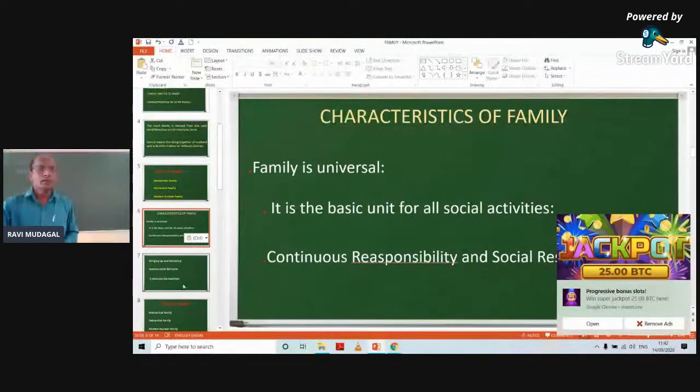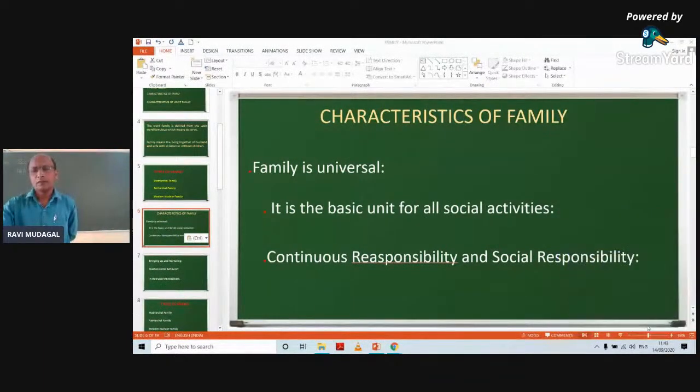And now, let's move on to the characteristics of family. Dear students, try to understand: what are the characteristics of family? What characteristics does the family have?